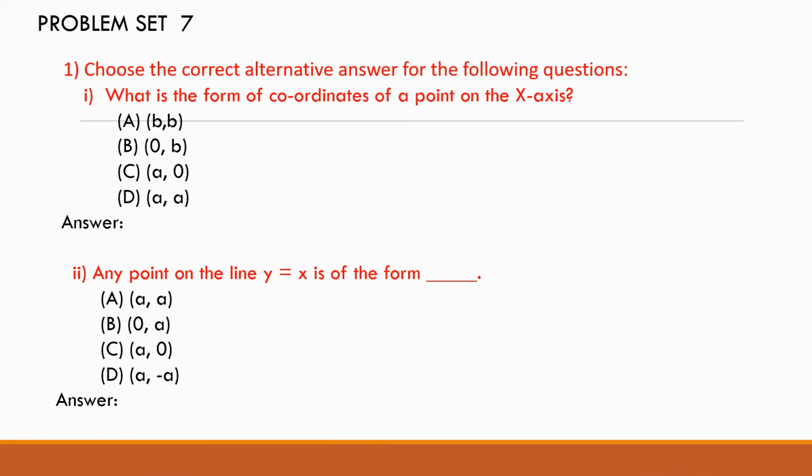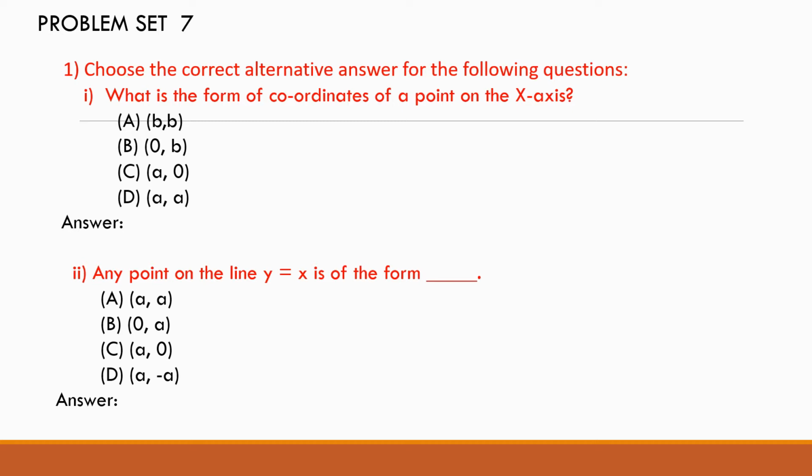Yes children, you have already completed practice sets 7.1 and 7.2. Now let's move on here. Problem set 7. Question number 1. Choose the correct alternative answer for the following questions. First one. What is the form of coordinates of a point on the x-axis?